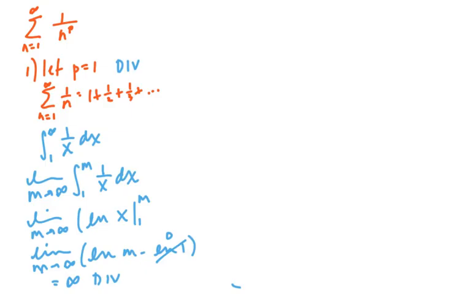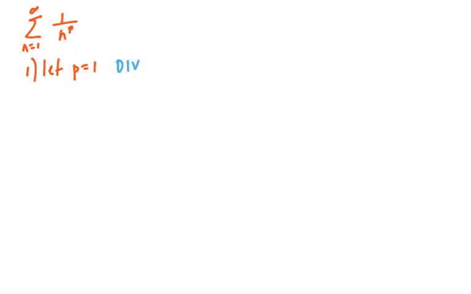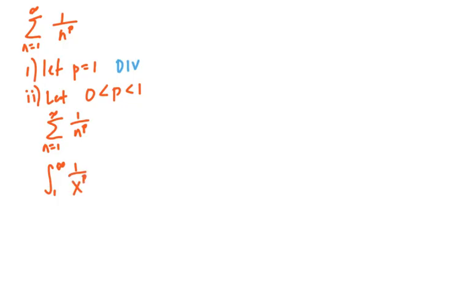Let's look at the next case. For case 2, let's let 0 be less than p, which is less than 1. So this means that p is a fraction because we have a root here. So we're going to say the sum from n equals 1 to infinity, 1 over n to the p. So we have the integration from 1 to infinity, 1 over x to the p dx. Now p here is a constant, it's a number.